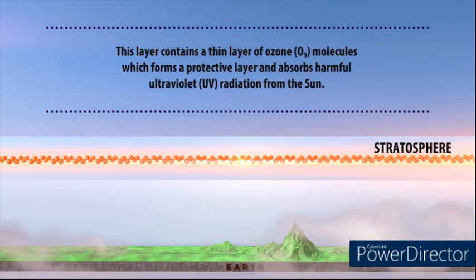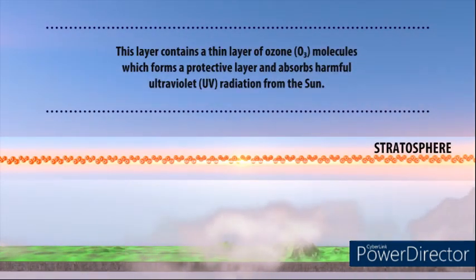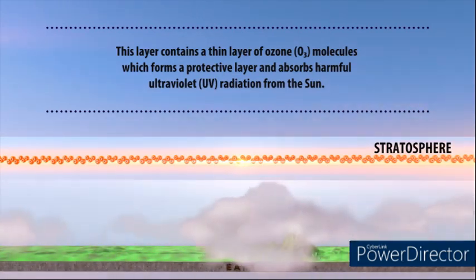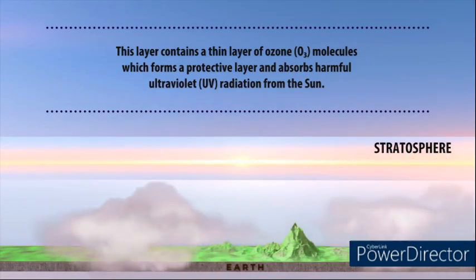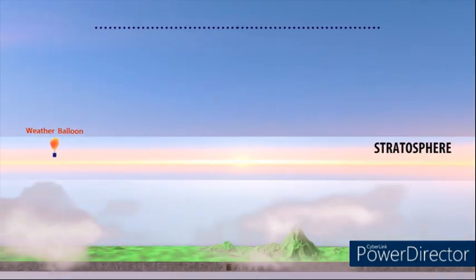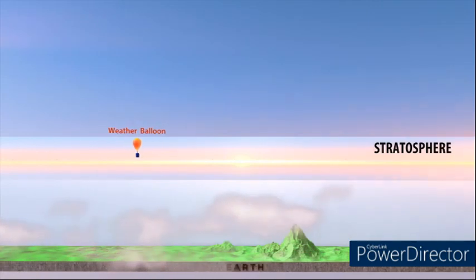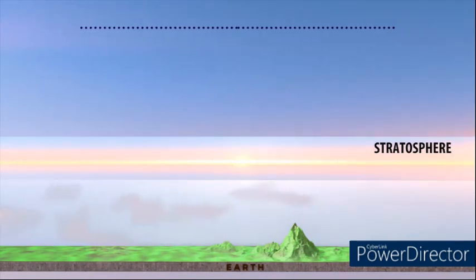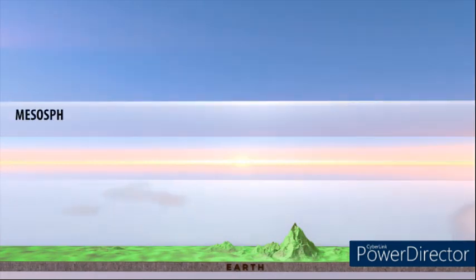This layer contains a thin layer of ozone molecules which forms a protective layer and absorbs harmful ultraviolet radiation from the sun. High-altitude weather balloons fly into the stratosphere for monitoring atmospheric conditions and climate research. Now that we're done with the second layer, let's now move on to mesosphere.